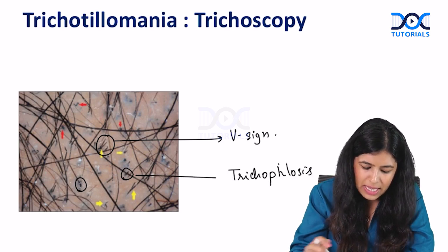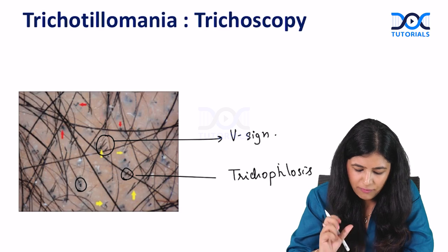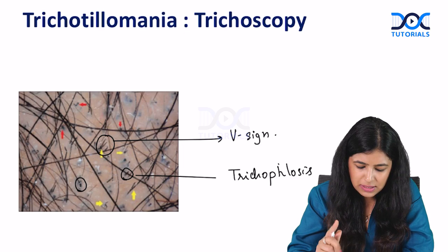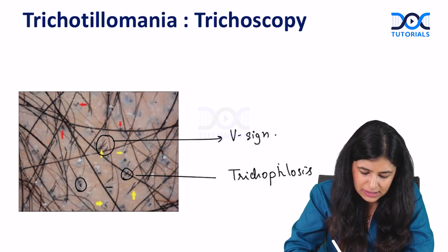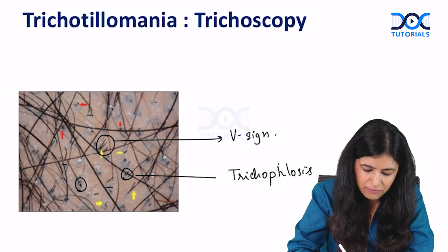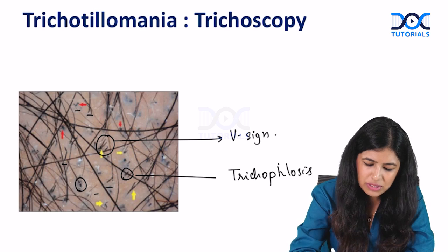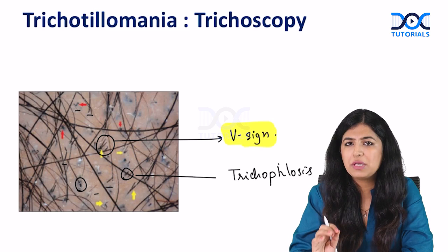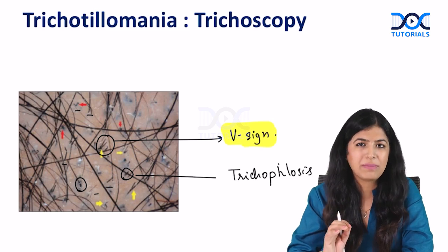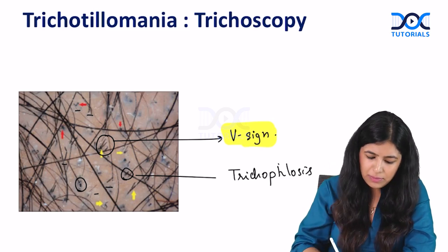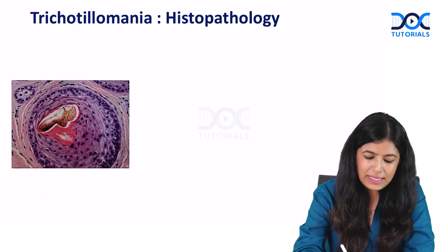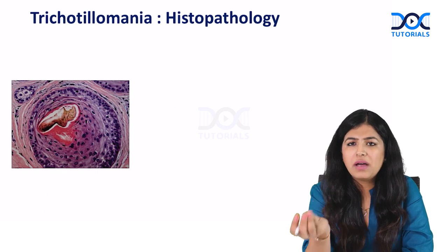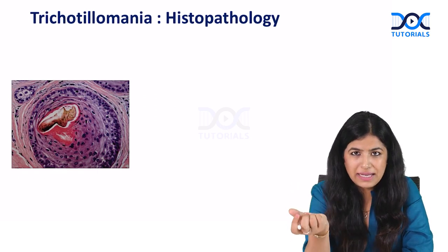This is called trichotillomania. Okay, now when such an image of dermoscopy comes, the first thing that you see is the patchy hair loss. Second thing that you see is that the hairs are broken at different levels. And if you are just able to make out this V sign, you know for sure that you are dealing with the dermoscopic image of trichotillomania.